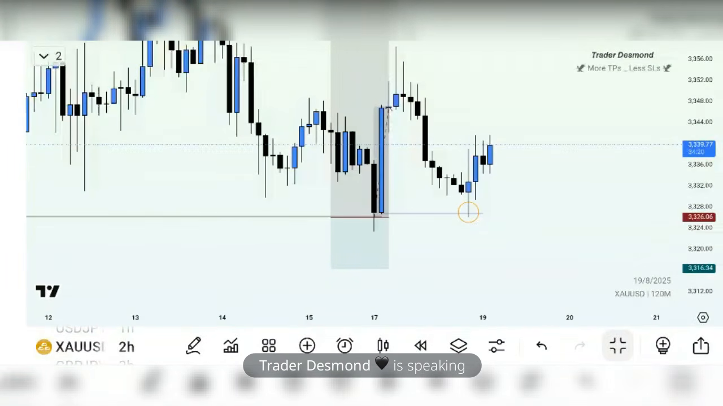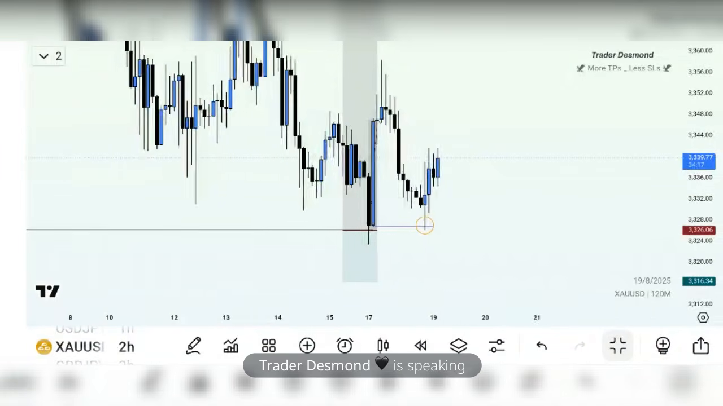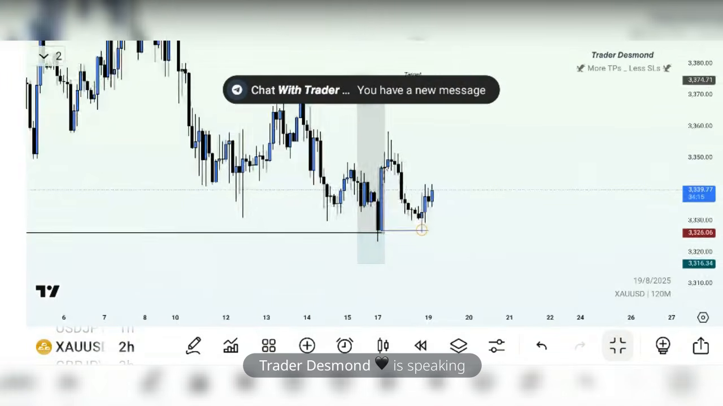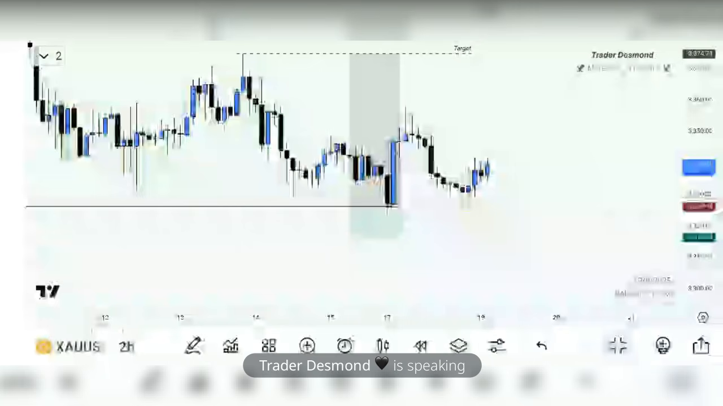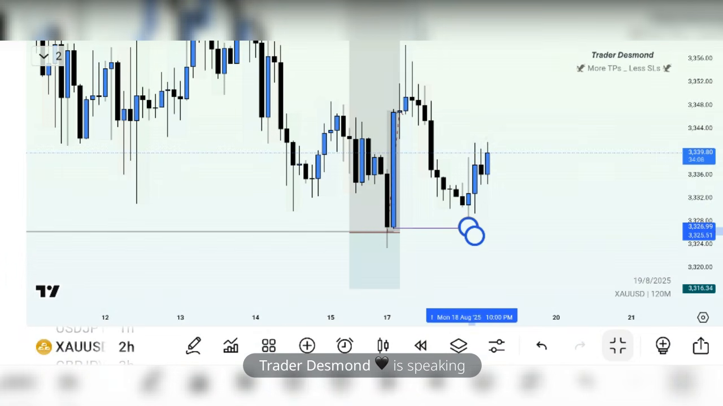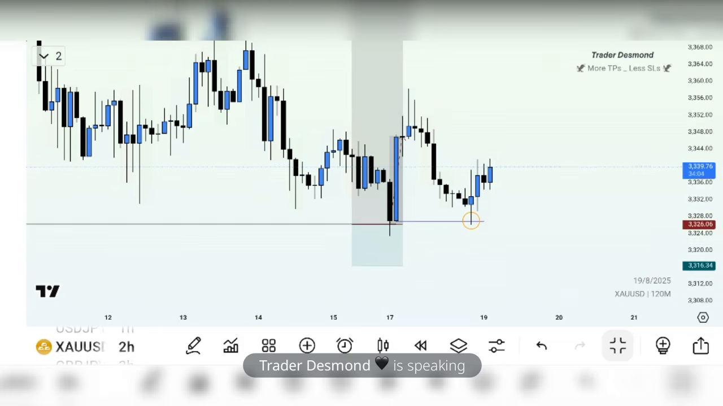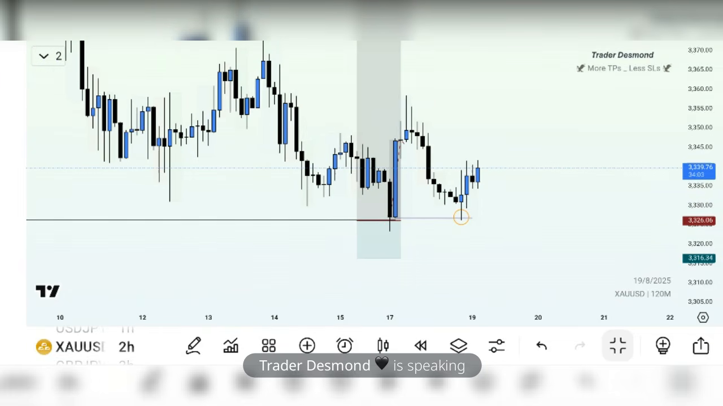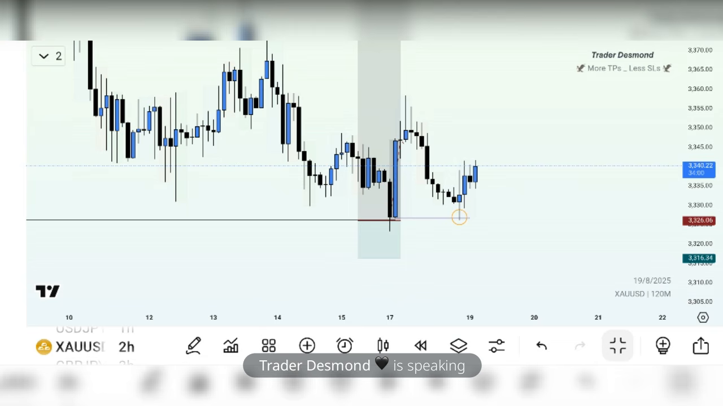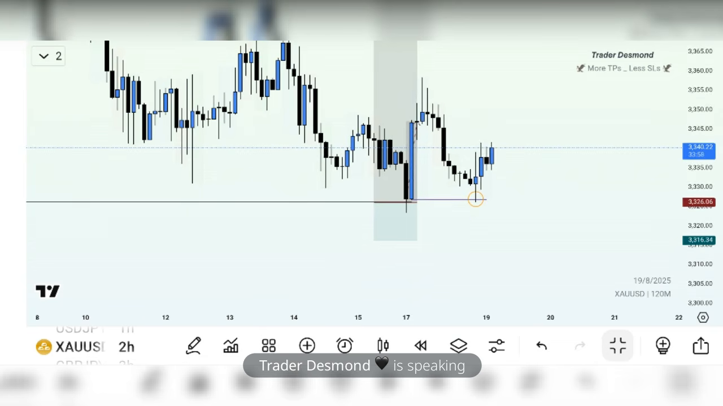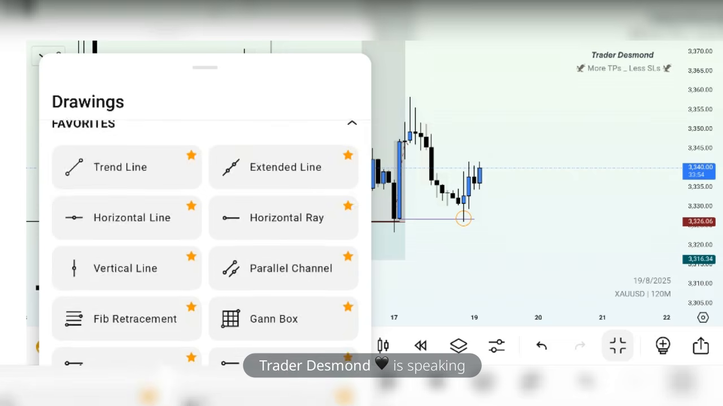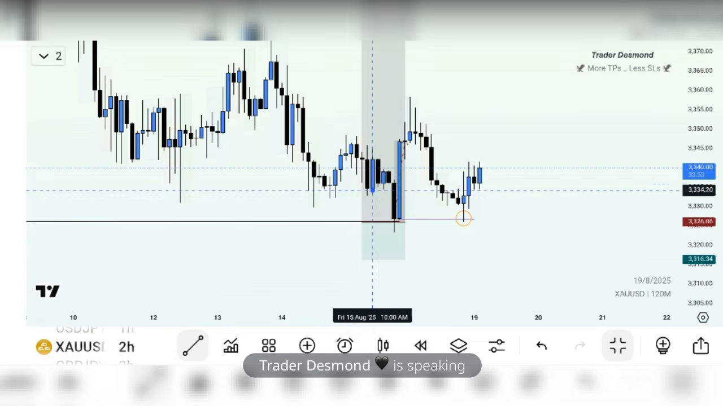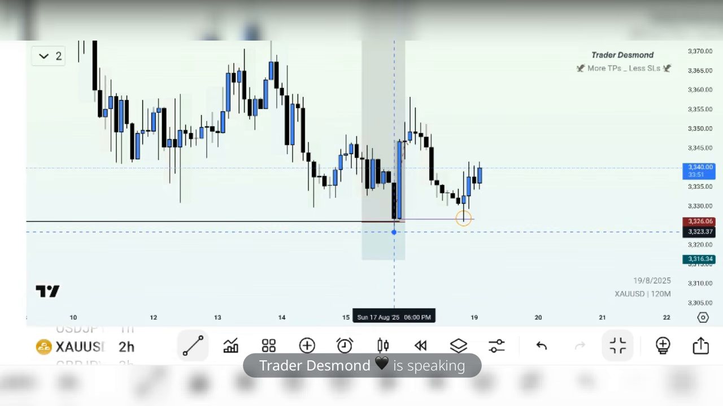Now, when gold was around this low here, this last low it created yesterday, I got a lot of messages. People were asking me, bro, gold is bearish, gold is bearish. I told them that gold is not bearish. Calm down. Only when gold takes out this low here will I become bearish on gold.